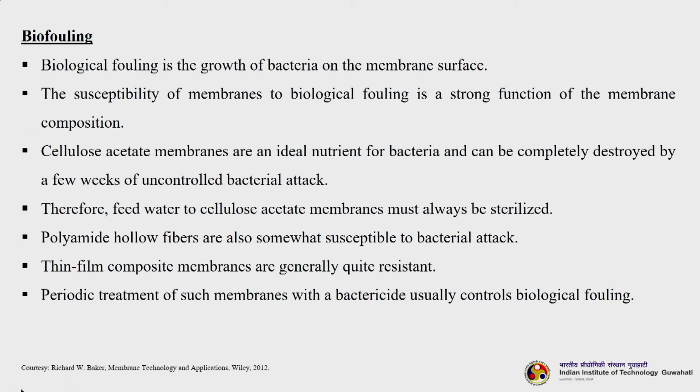So, the next category of scale formation or fouling problem is biofouling, the biological compounds. Biological fouling is the growth of bacteria on the membrane surface. The susceptibility of membranes to biological fouling is a strong function of the membrane composition. Cellulose acetate membranes are an ideal nutrient for bacteria and can be completely destroyed by a few weeks of uncontrolled bacterial growth. We have discussed this when we discussed the membrane material characteristic features and properties.